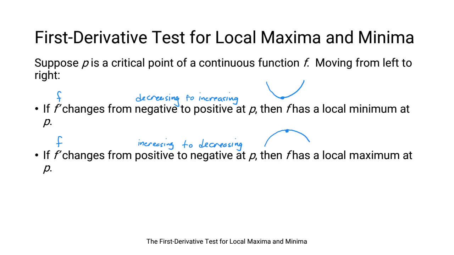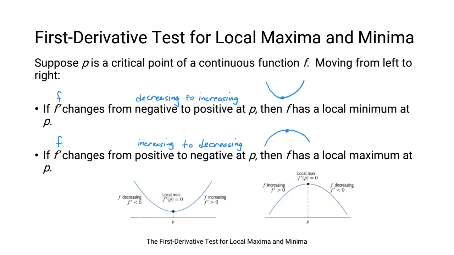So if you have a hard time remembering the rules for what f prime is doing and what those mean in terms of local maximum and minimum, you can translate those rules into statements about the behavior of the function itself, decreasing and increasing, or increasing to decreasing. These translations are nicely summarized in this picture. This picture shows an example of a local maximum and a local minimum, and shows the behavior of the function near the critical point for each one. Again, we have decreasing and then increasing for a local minimum, increasing and then decreasing for a local maximum.